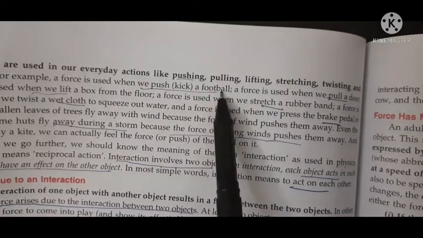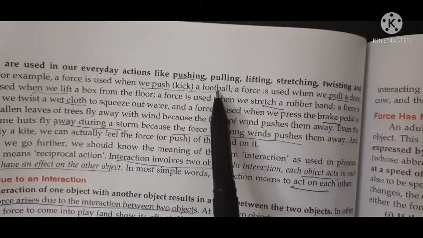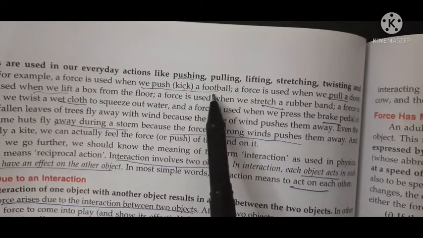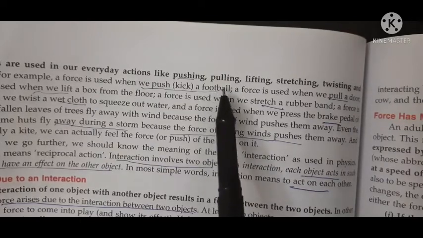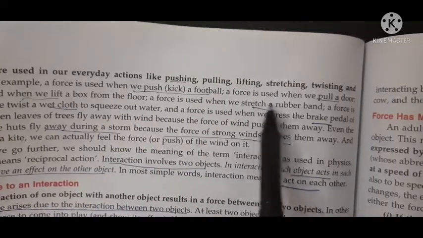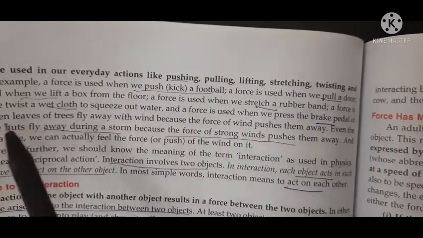A force is used when we push a football. When you kick a football, actually you are pushing the football, and if you kick it hard, you can move the football. So here the ball is pushed.